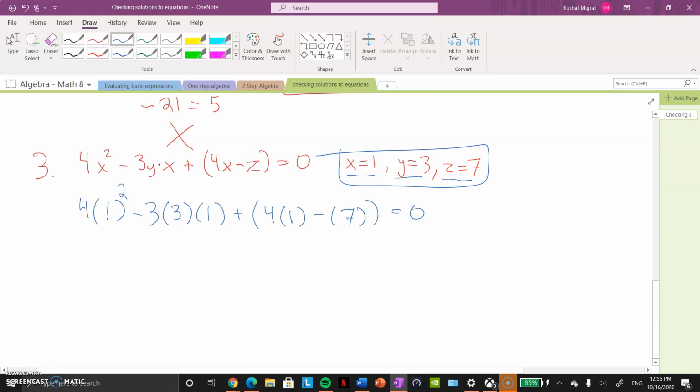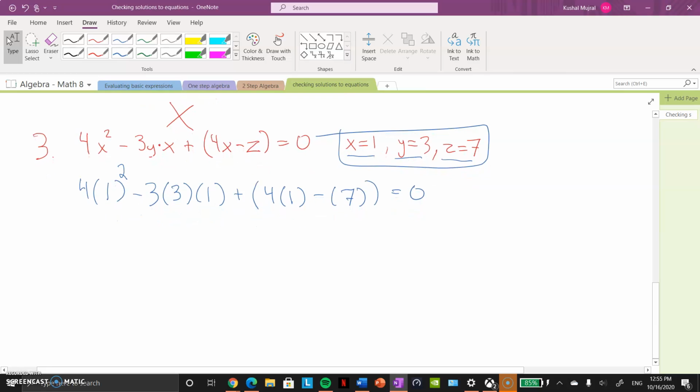equals 0, okay? I know this is really messy and this seems really, really long and complicated, but it's really simple if you take it one step at a time and you don't keep skipping things or going ahead, because then you're going to make a lot of mistakes.